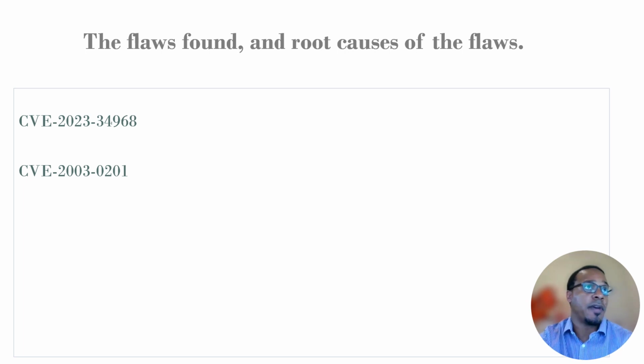Now, flaws found and the root causes of the flaws. Here I list again the CVE-2023-34968 flaw. It is the path disclosure vulnerability, as I alluded to on the previous slide. And essentially, once the attacker targets the RPC request, you can view any information that you want.